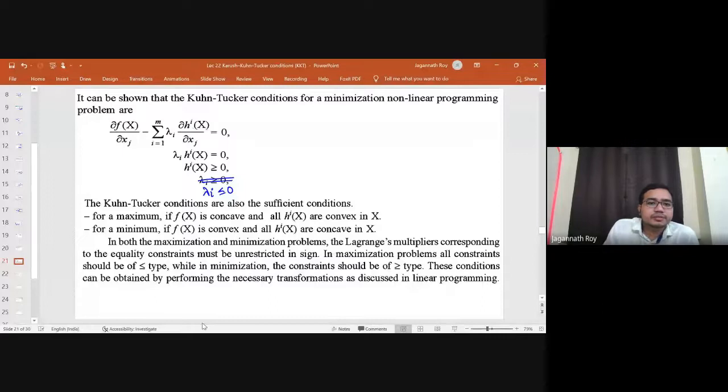In fact, for a maximization problem, f(x) is concave and hi(x) are all convex. So the hi(x) is also convex for this case. Okay. So for both cases, if we have these situations, then these necessary conditions are also sufficient conditions. They will guarantee the optimality.